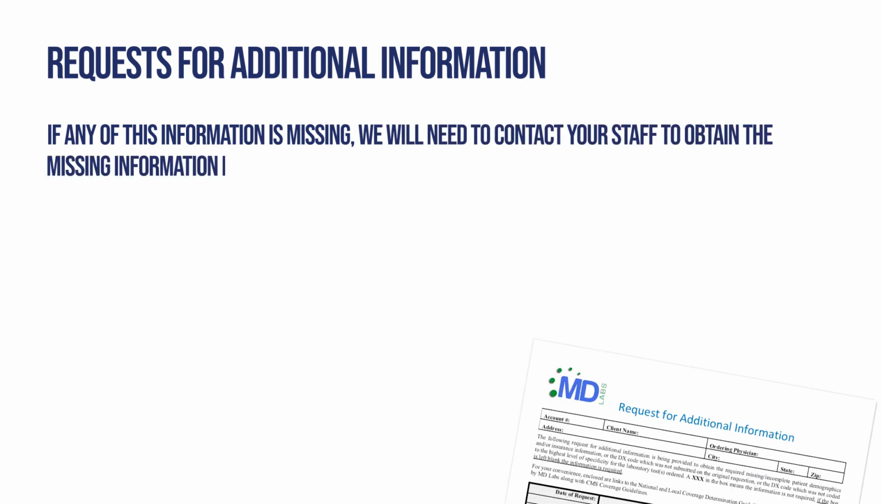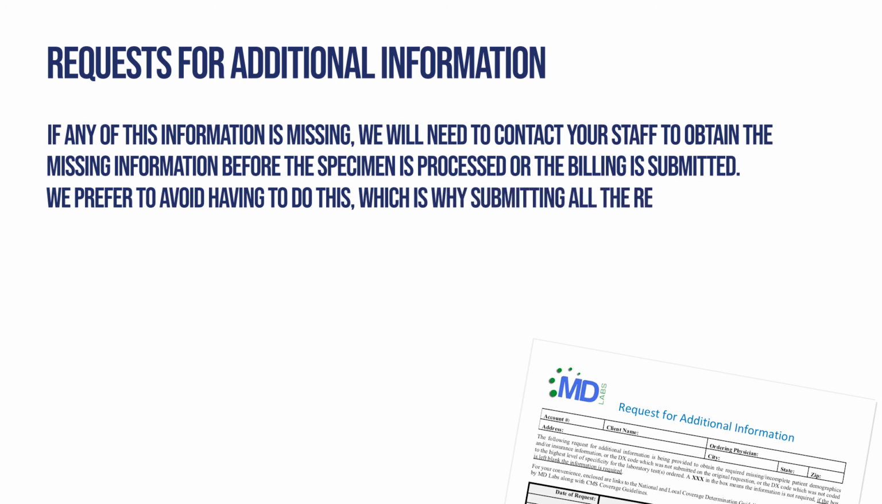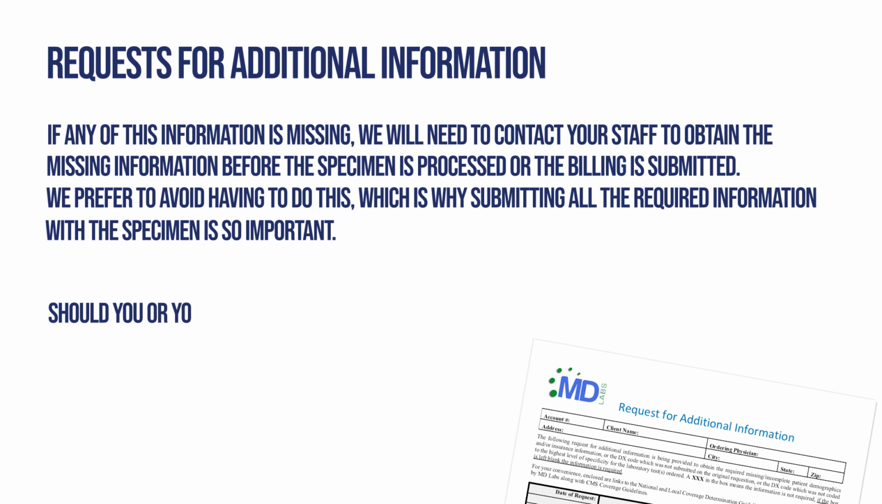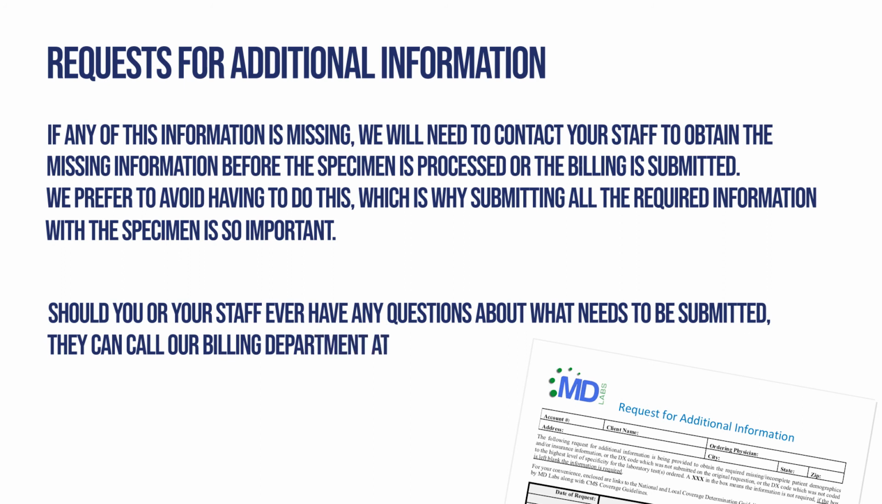If any of this information is missing, we will need to contact your staff to obtain the missing information before the specimen is processed or the billing is submitted. We prefer to avoid having to do this, which is why submitting all the required information with the specimen is so important. Should you or your staff ever have any questions about what needs to be submitted, they can call our billing department at 775-499-5150.